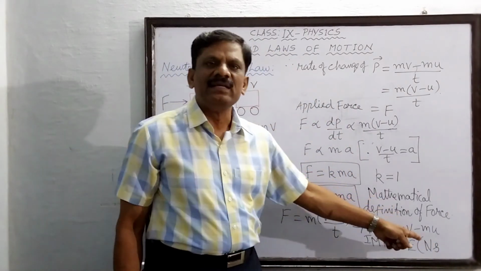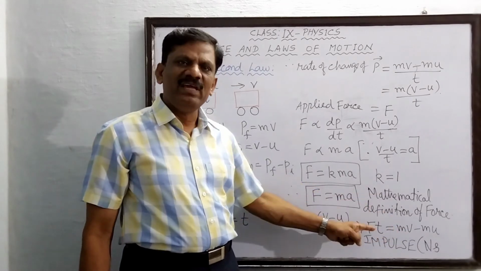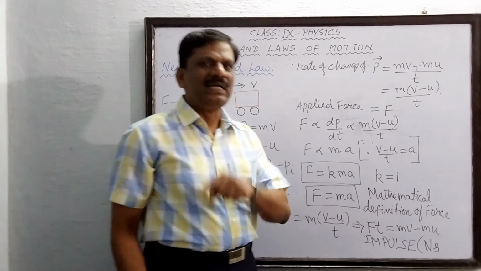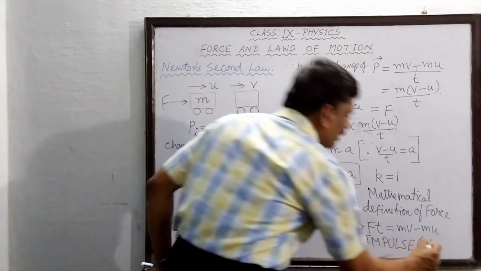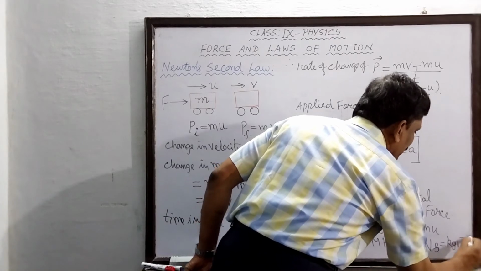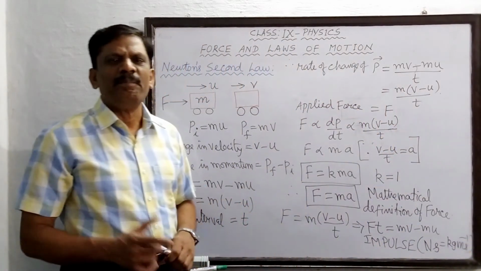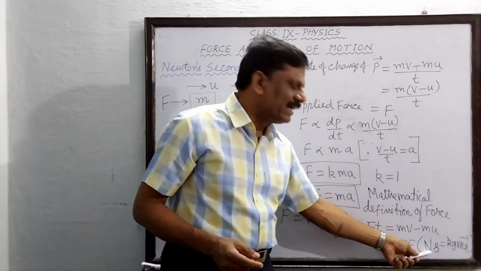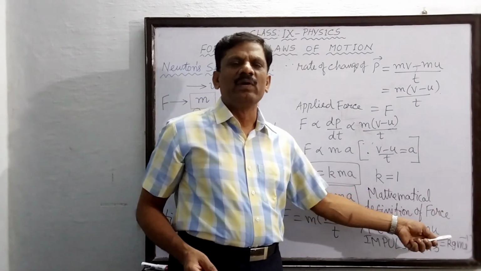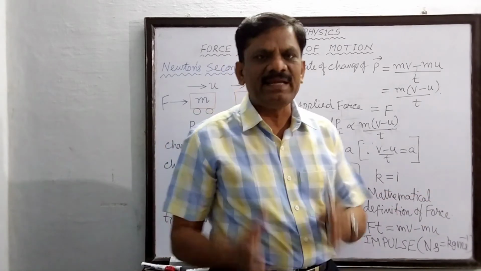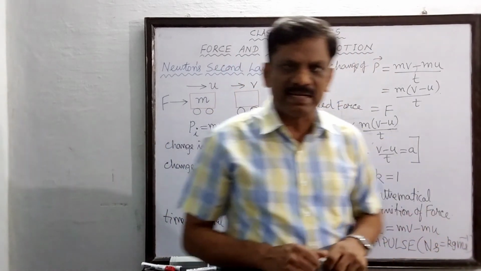But what is on the right hand side of the equation? mv minus mu, which is the change in momentum. Change in momentum has the unit of what? Kilogram meter per second. So impulse has two units. One unit is Newton second. The other unit is kilogram meter per second.